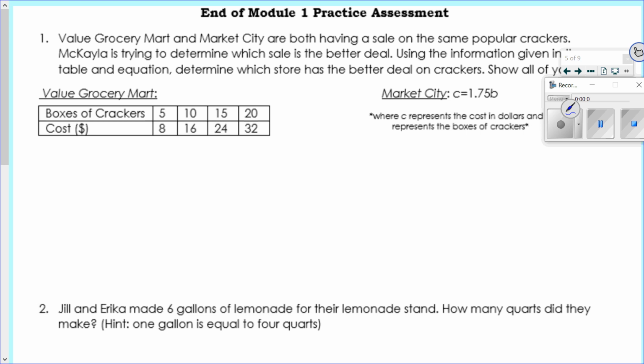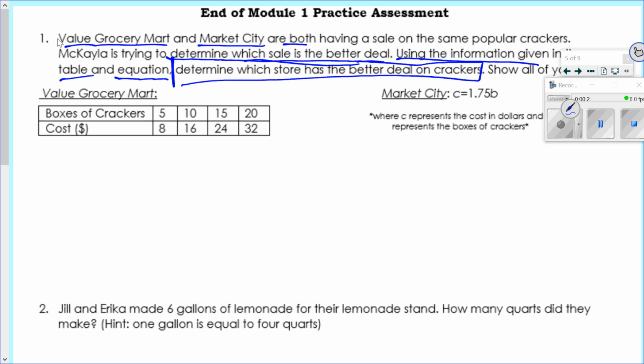Let's look at number one. Value Grocery Mart and Market City are both having a sale on the same popular crackers. Michaela is trying to determine which sale is the better deal. Using the information given in the table and equation, here are your instructions. Determine which store has the better deal on crackers. Show all of your work.